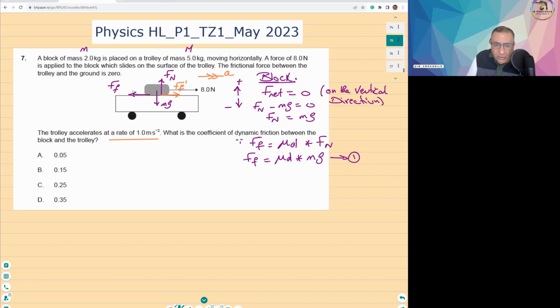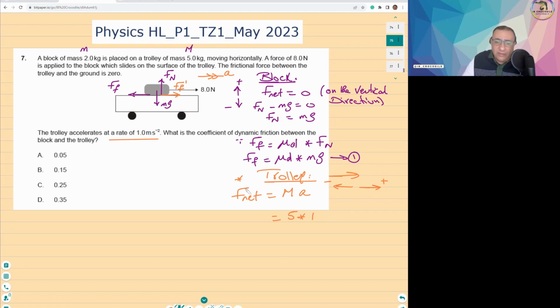So let's now apply Newton's second law. I'm going to focus on the trolley, and let's say this direction is positive and the other way is negative. On the trolley, the net force in the horizontal direction equals big M times a. Because now I focus on the trolley, I'm going to use big M, which is 5 kilograms. And we know the acceleration, so the right-hand side is 5 kilograms times 1 meter per second squared.